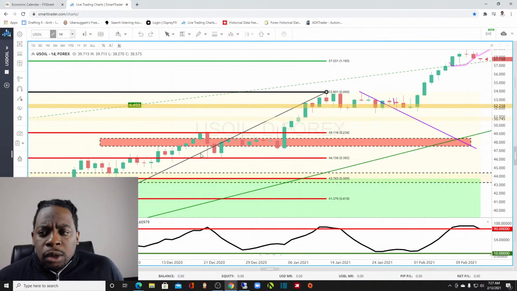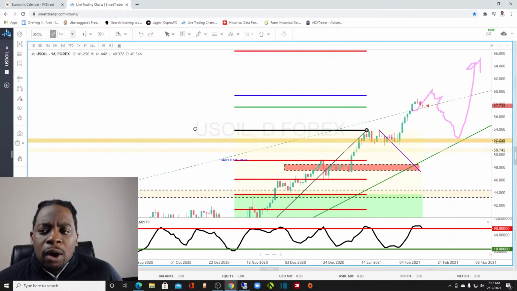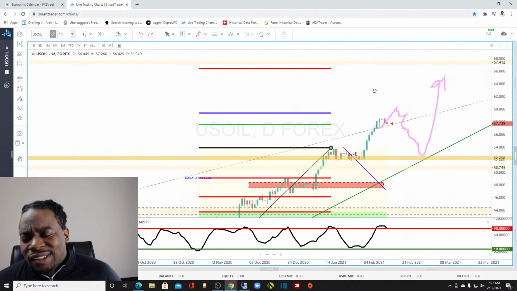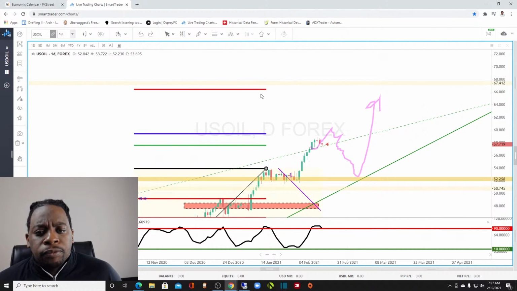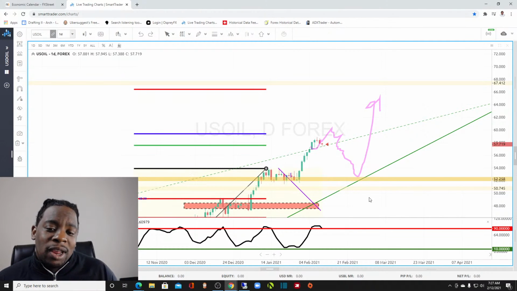Oil. What's the overall game plan? We're talking about long term. We want to be able to buy oil up to the 65 to 67 dollars range per barrel. We talked about last week or a few weeks ago how we could have gotten into the market at 52 because it held that strong support.